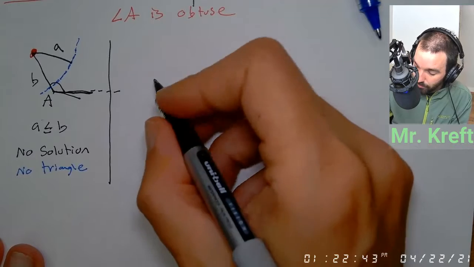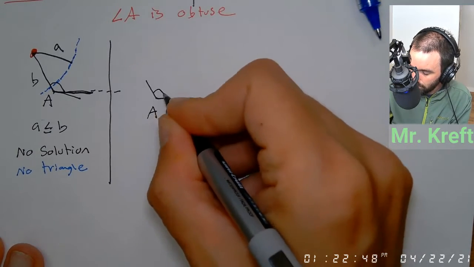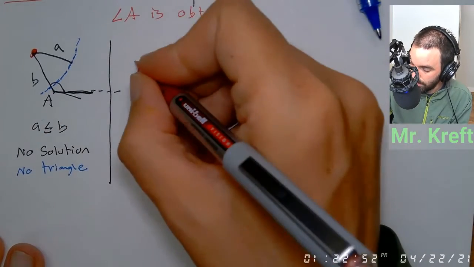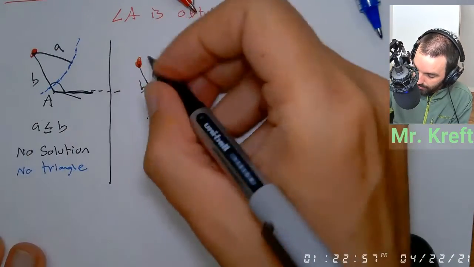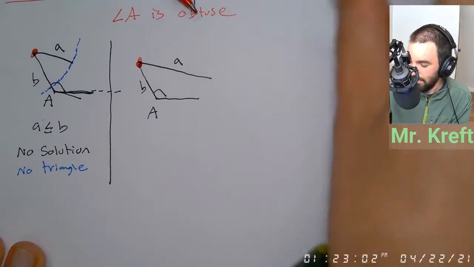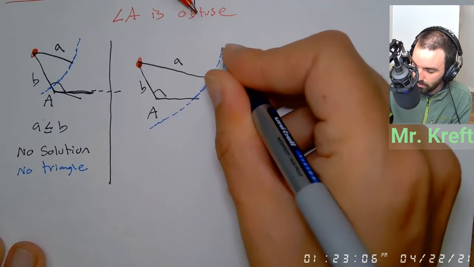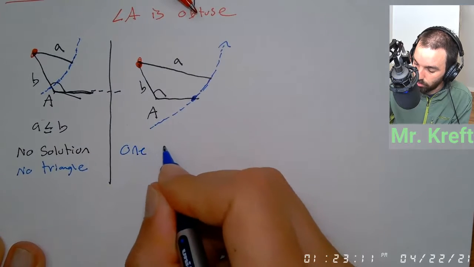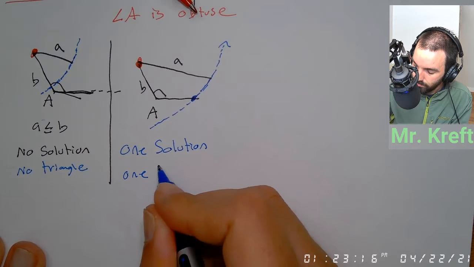Now, the other version of this is, again, A is obtuse. Then you have side B, and that goes to a pivot. Then side A is maybe freakishly long. The whole point here is that it's going to touch once. So that means one solution, one triangle.